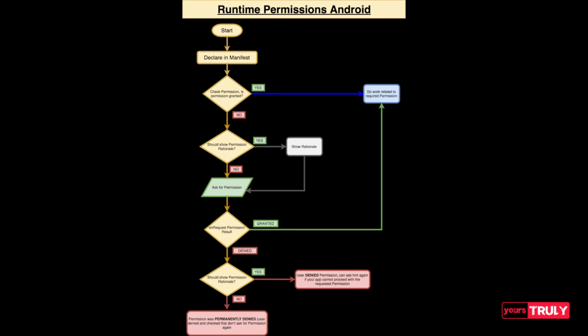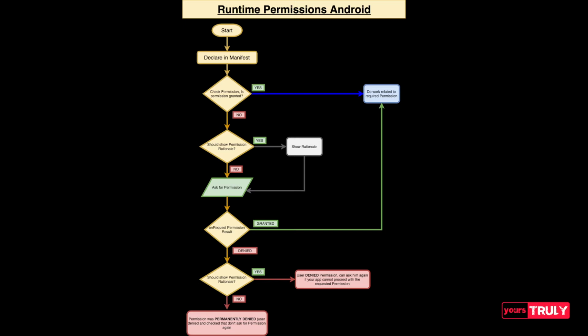Before asking for permission, one should always check whether the should show permission rationale dialog should be shown. This dialog is not shown when the app requests the permission for the first time. Otherwise, if the app requests permission for the second time, then you can show the user a dialog explaining why you want this permission, and then you ask for permission.